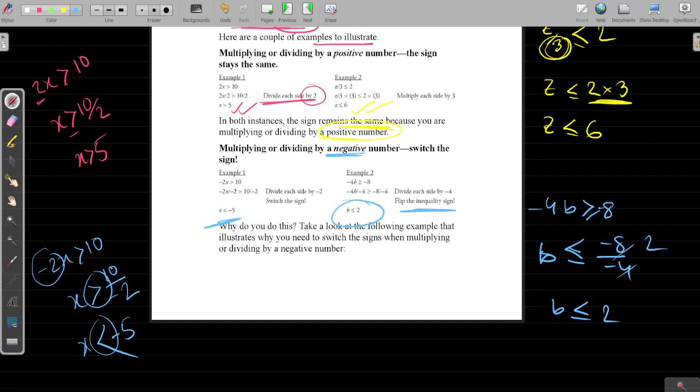Why do you do this? Take a look at the following example that will illustrate why we need to switch the sign. Now you will find the answer why we are switching the sign. So we are going to the next page.